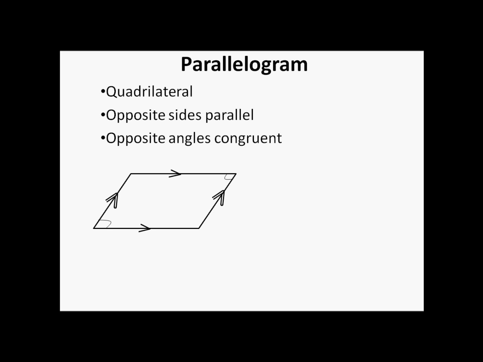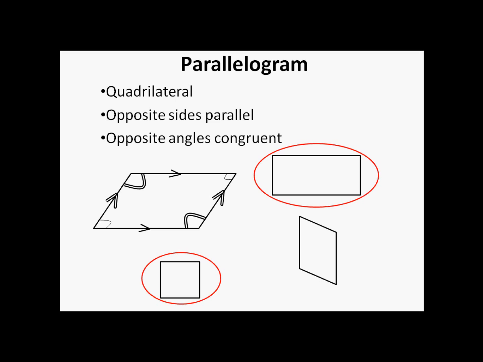Do you see these single arcs in each corner? Those show that those 2 angles have the same measurement. They are congruent. Congruent means having the same measurement. And then over here, the double arced, those both have the same measurement also. Sometimes you'll see a parallelogram look like this, where it's kind of going up and down. Those are all still opposite sides are parallel and opposite angles are congruent. Now these 2 are also parallelograms, but they also have other names, but they are types of parallelograms. We're going to get into those in a minute.